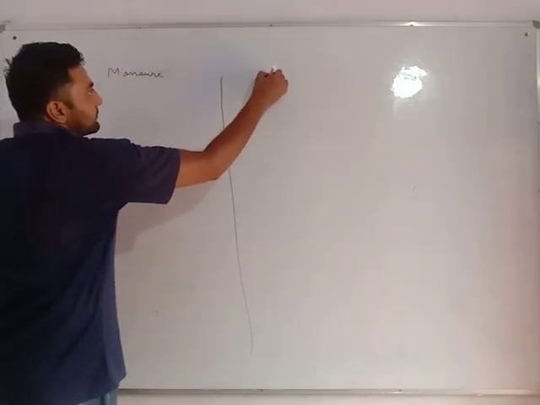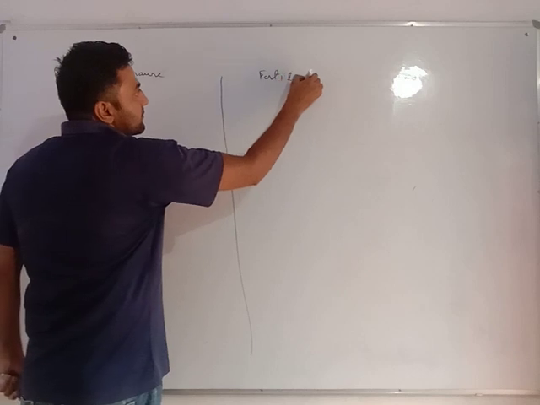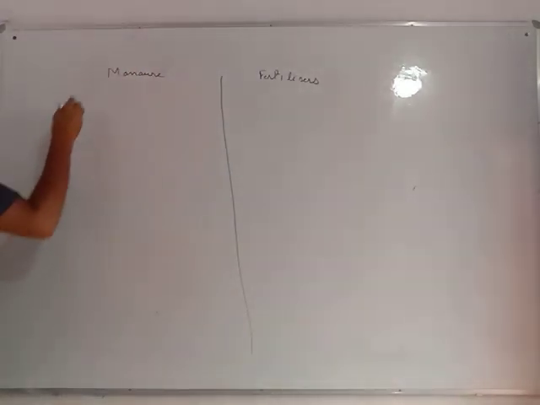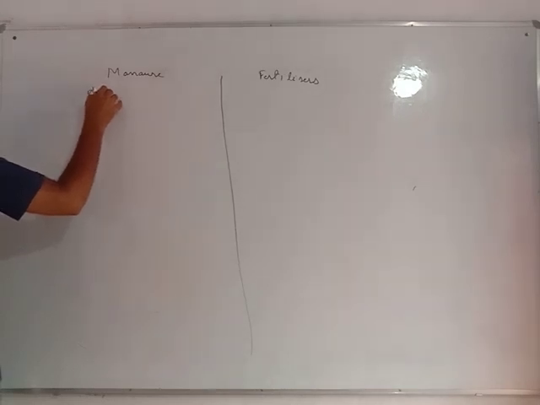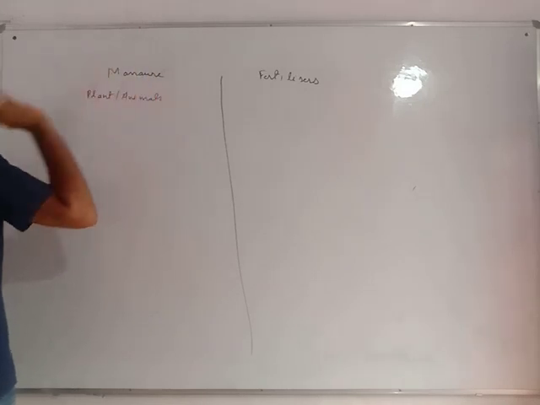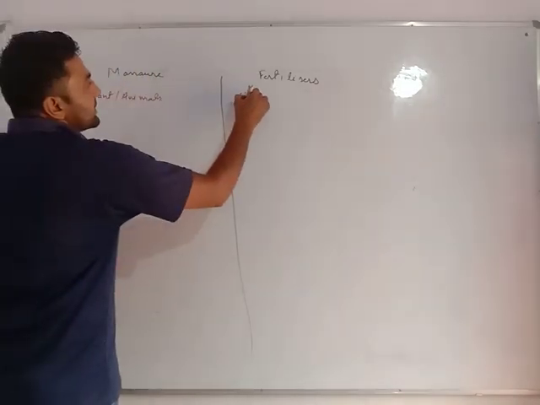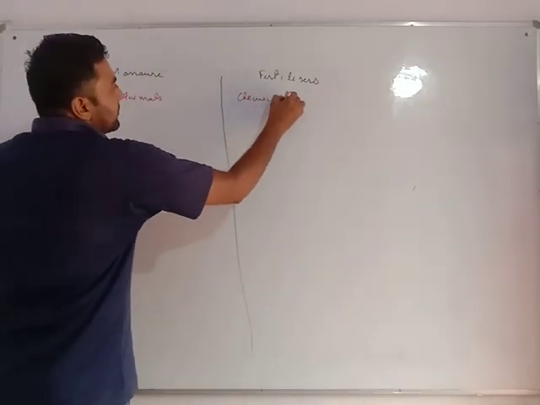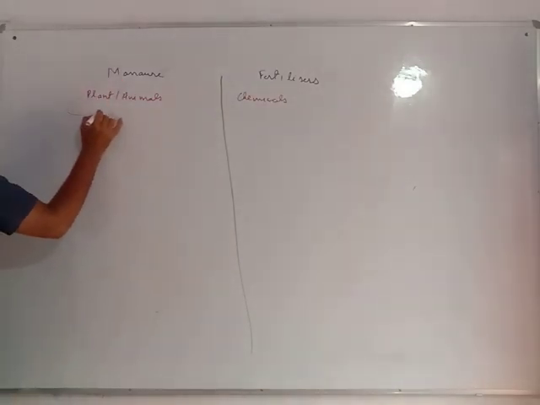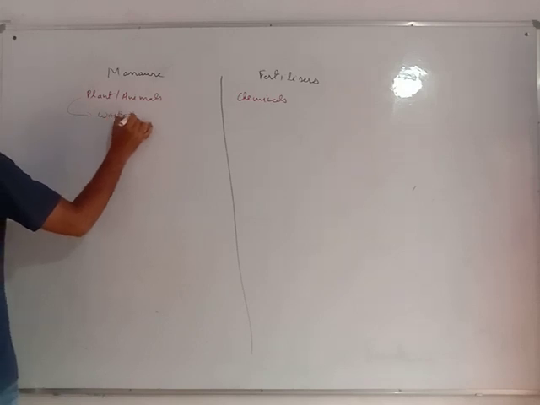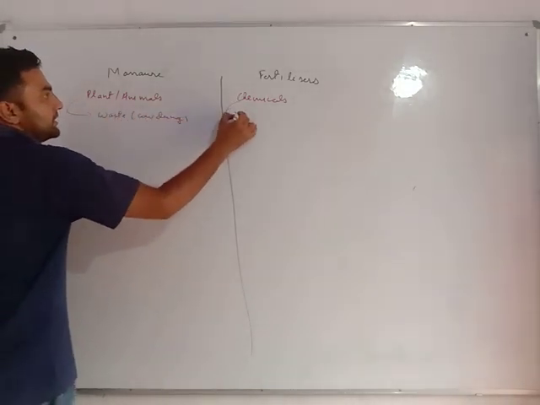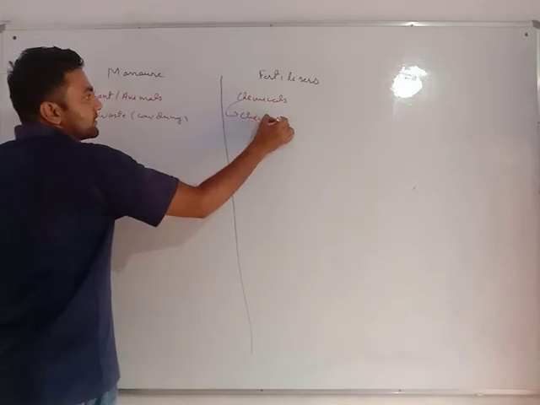Manure and fertilizers. Very important. Manures we get from plants and animals. Fertilizers we get from chemicals. These are plant and animal waste, for example, cow dung. These are fully chemicals.